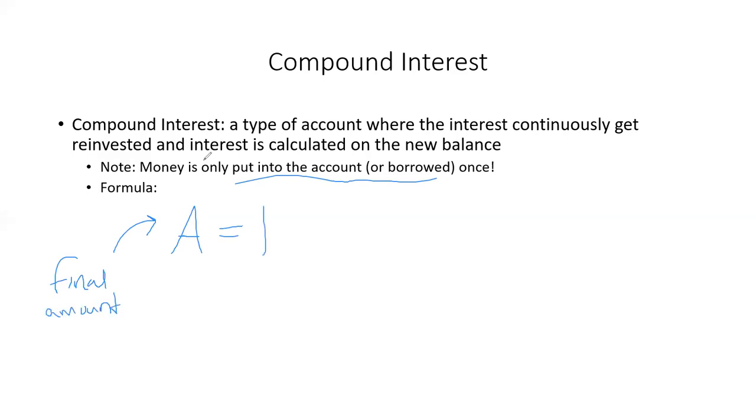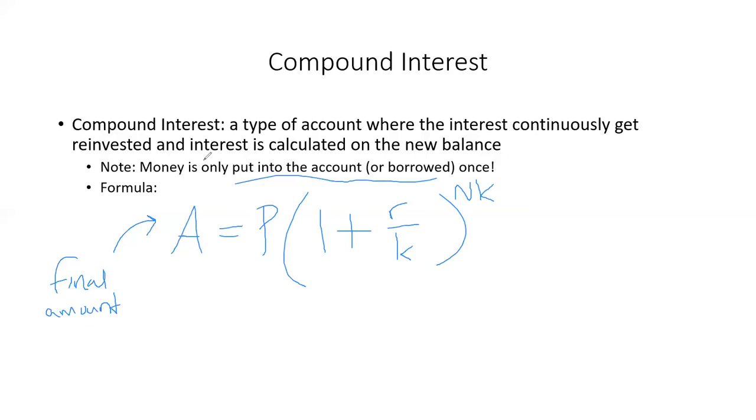A is equal to our principal times 1 plus R, so nothing new yet, but now we have a new variable K, and I'm going to explain it in just a second once I finish writing the rest of the formula. We have P times the quantity, 1 plus R over K, raised to the N times K power.